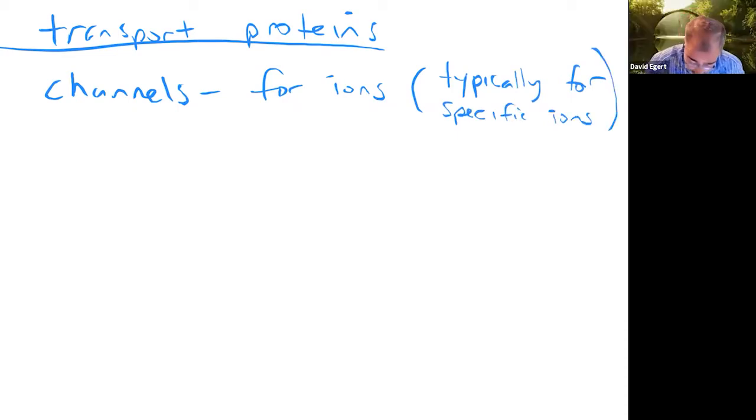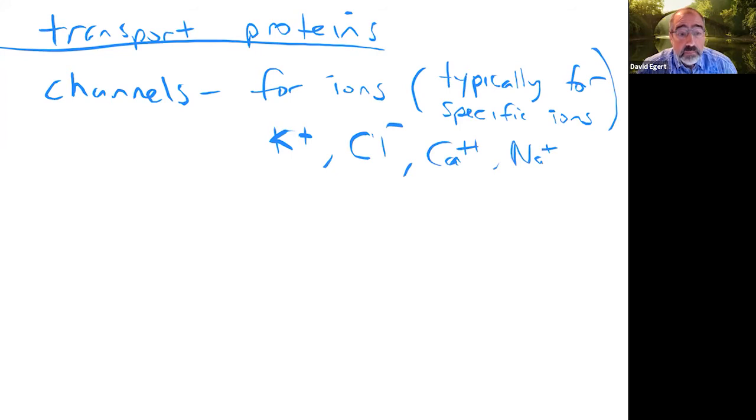So we're going to talk about potassium channels or chloride channels or calcium channels or sodium channels. Sometimes they are more for classes. Sometimes you'll have things that are just cation channels that'll let in, you know, potassium or sodium, or sometimes we'll have divalent cation channels that'll let in magnesium or calcium. Sometimes we'll have just leak channels that will let in any kind of ion.